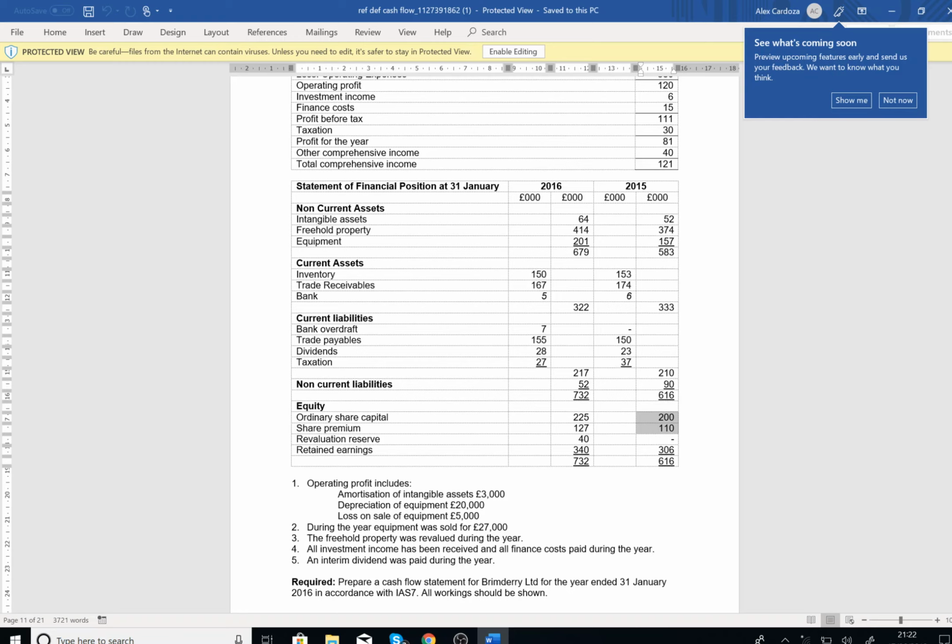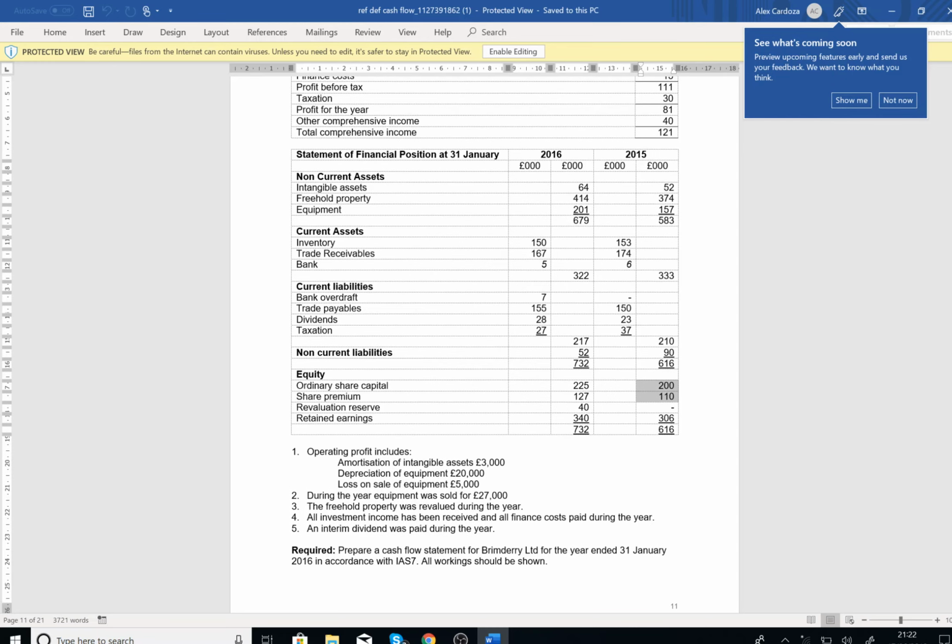The way we do that is we need to use the balance sheet again, exactly the same way that you've been doing it before. You will go from one year to the next.